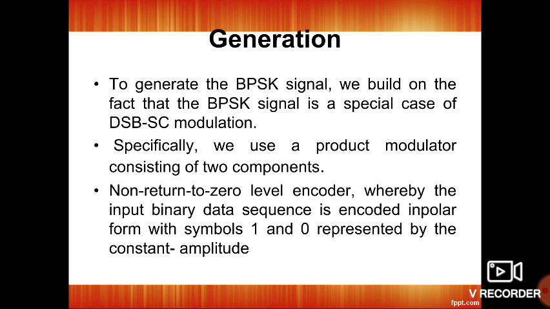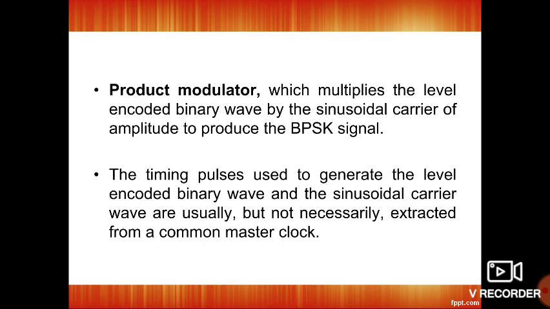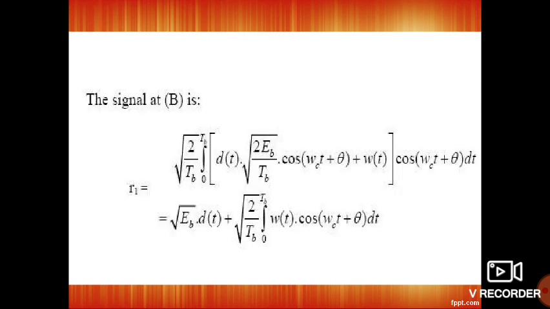Next is the non-return to zero level encoder, whereby the input binary data sequence is encoded in polar form, with symbols zeros and ones represented by constant amplitude. One product modulator or balanced modulator is used, which multiplies the level-encoded binary wave by the sinusoidal carrier of amplitude to produce the BPSK signal. We are using timing pulses as the carrier signal, so that the message and carrier signals can produce the BPSK modulated signal.